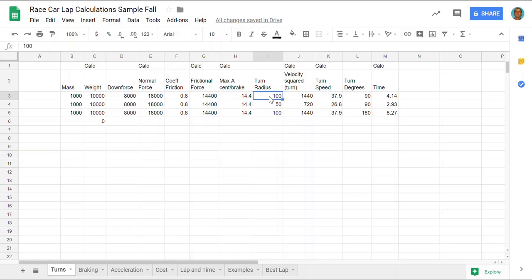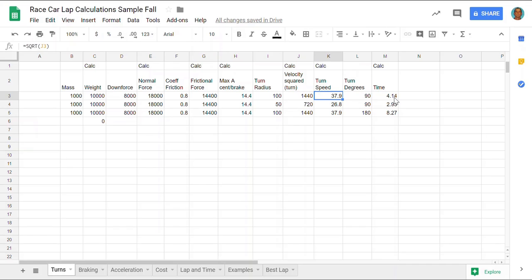Our turn radius is given to us, and then we figure out the velocity squared. Velocity squared comes out of that equation fairly easily because we know acceleration is equal to the velocity squared over r, or another way of saying, acceleration times r is equal to velocity squared. So I just have it as a checkpoint. We take the square root of that number to get our turn speed. Because we're talking about a speed and we're on a racetrack, we don't have to worry about the plus or minus when we take a square root.